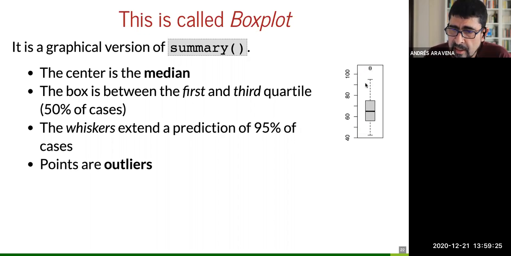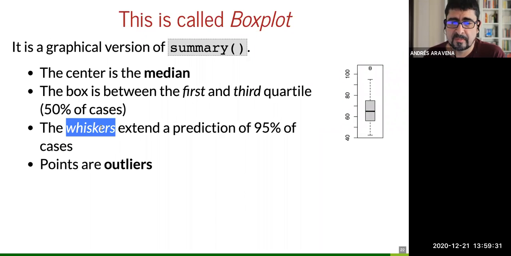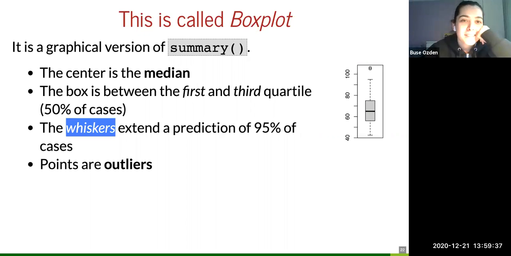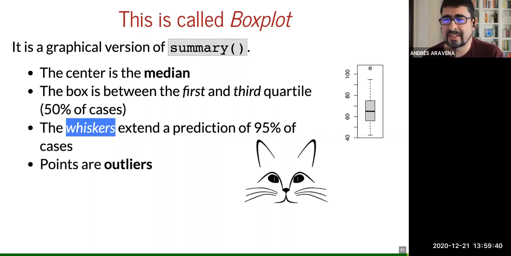These lines here are called whiskers. You know what a whisker is? Is it like cat whiskers? Exactly. They are the mustache of the cat. And the idea that they use it to sense what is outside is kind of extended to the side of the box. So yeah, these are the whiskers of the thing.